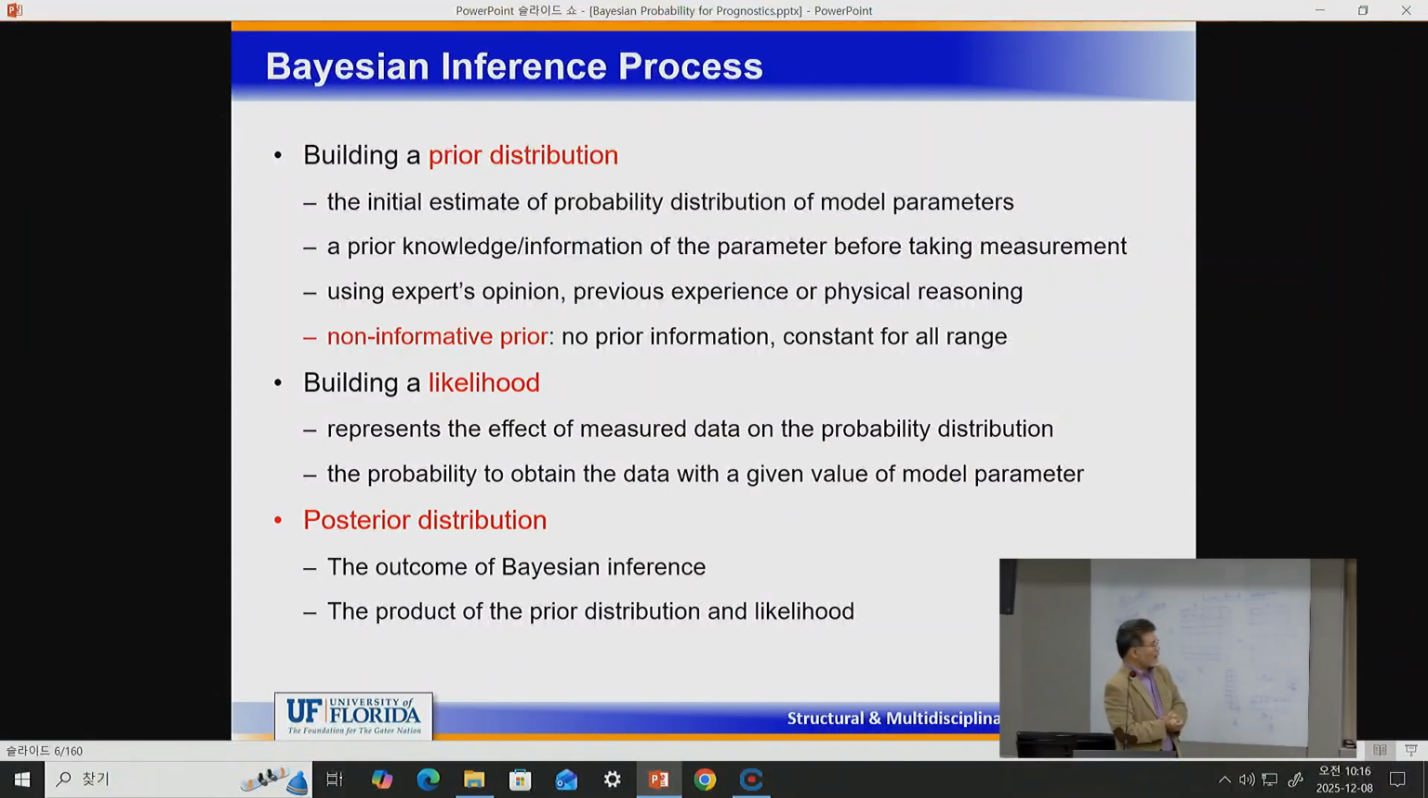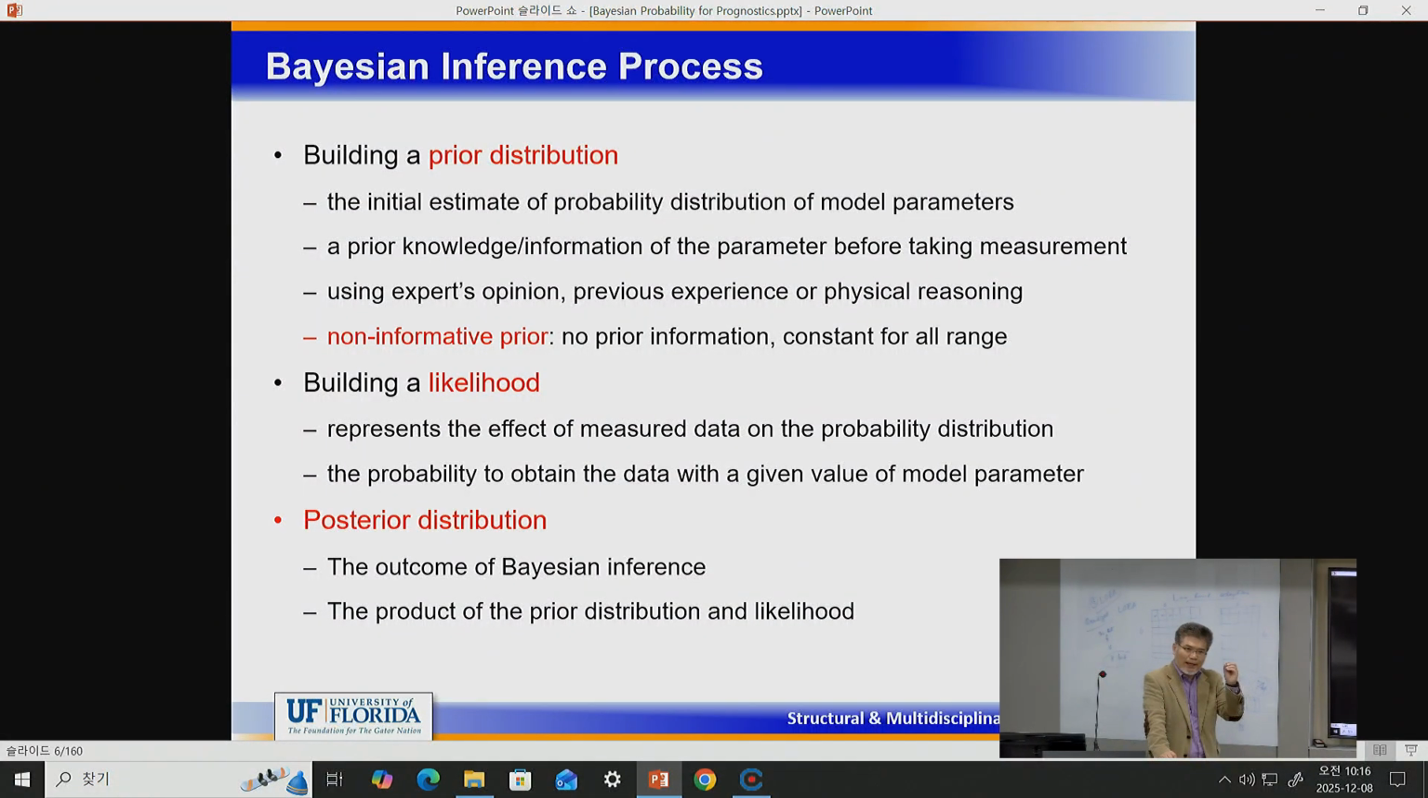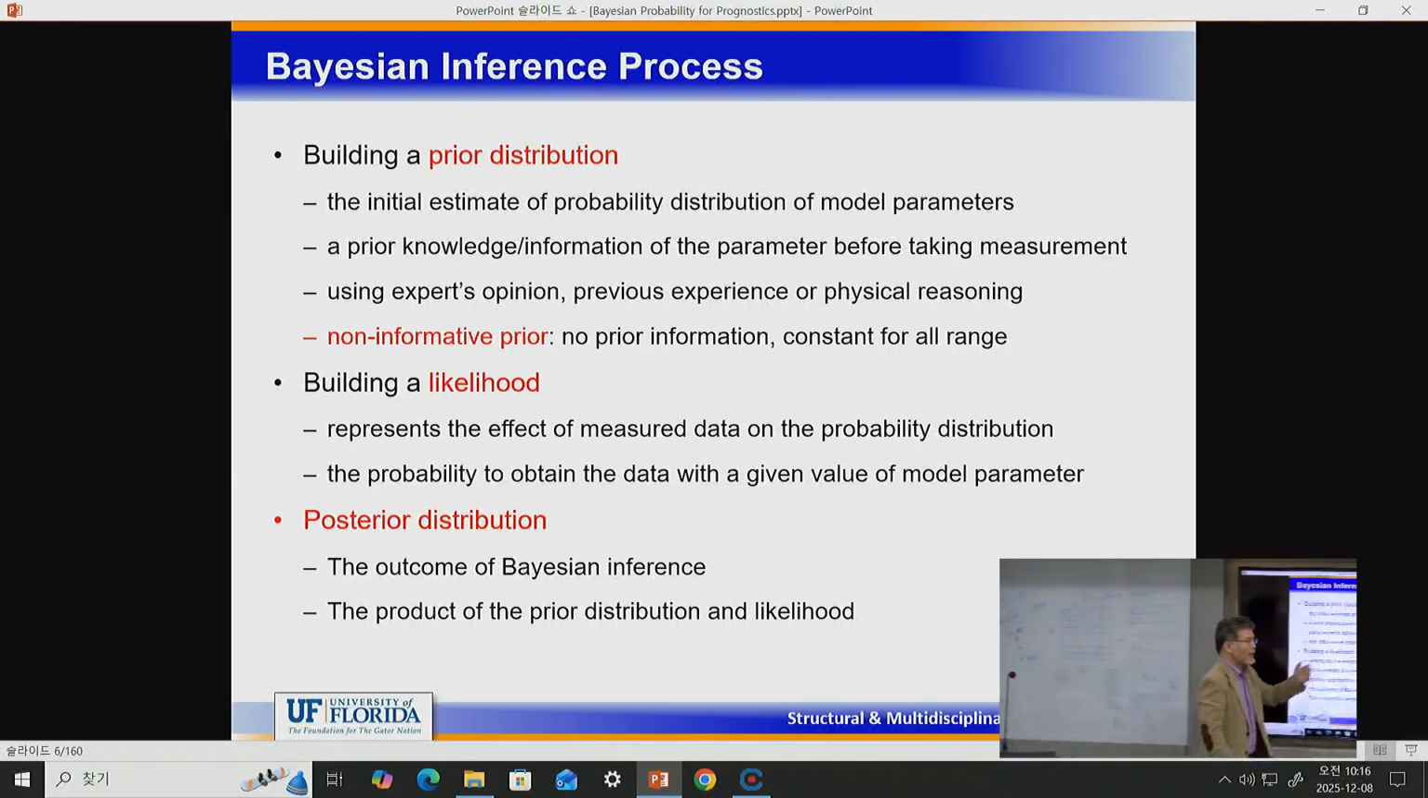Likelihood. Now, given the prior knowledge, there is some data. One data point comes in. Then I try to estimate my parameter based on that data. Then you need to ask the question: how likely is it that the data comes from a given value of my parameter? So that's how we define the name likelihood.